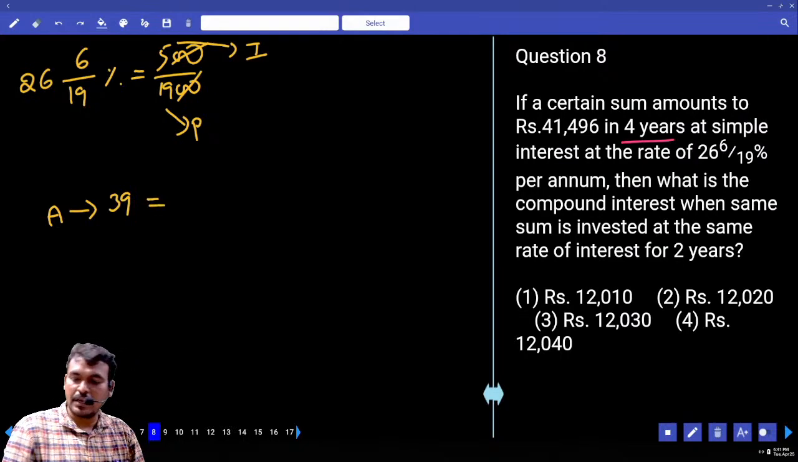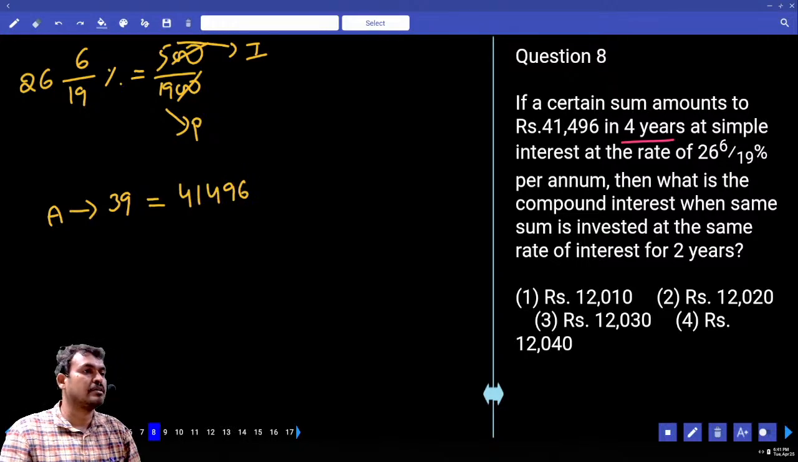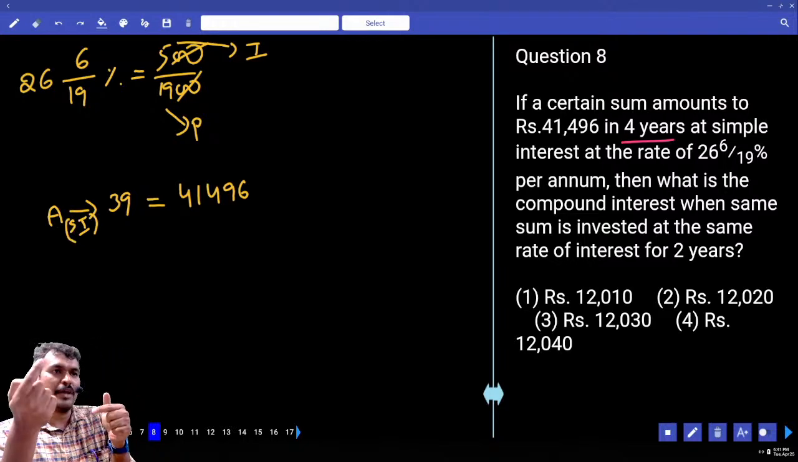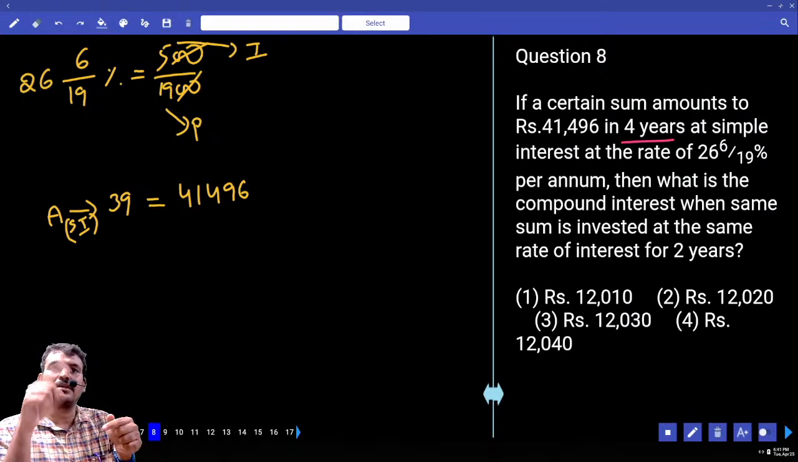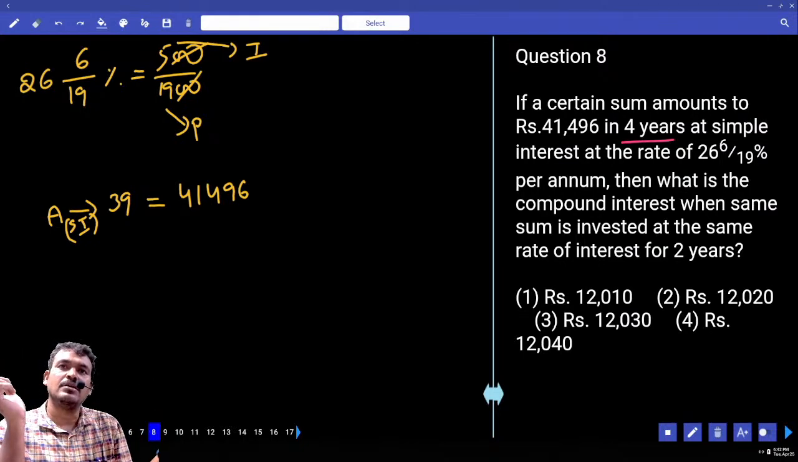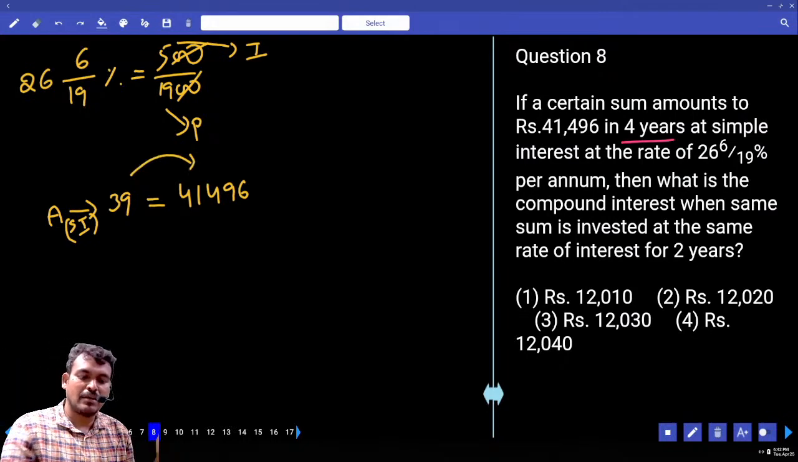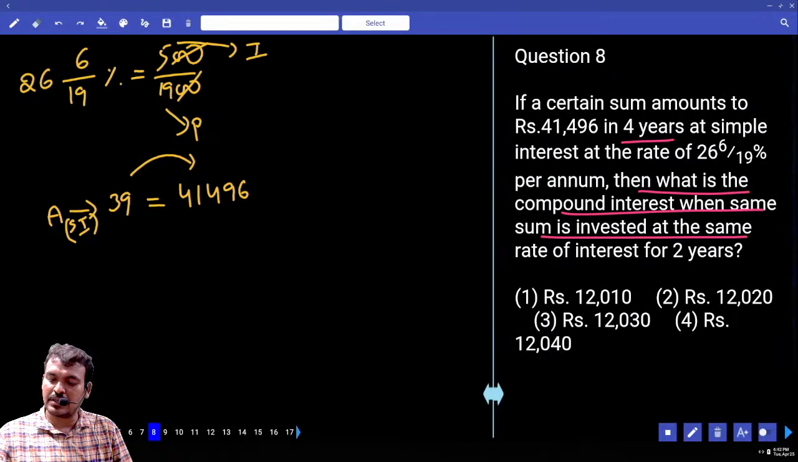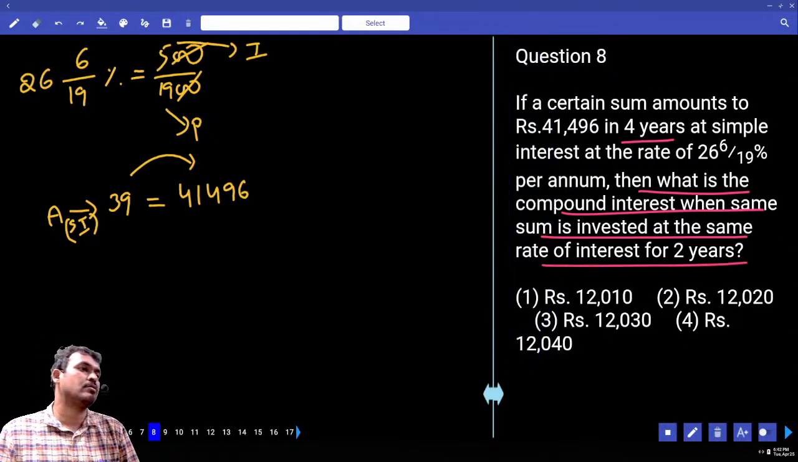In place of 39 parts, how much value is given? 41,496. Is that amount in simple interest or compound interest? Simple interest. Per annum interest 5 parts, 4 years interest 20 parts, principal 19 parts. Interest 20 parts means the amount is 39 parts, which is 41,496. Second one: what is the compound interest when the same sum is invested at the same rate of interest for how many years? 2 years.